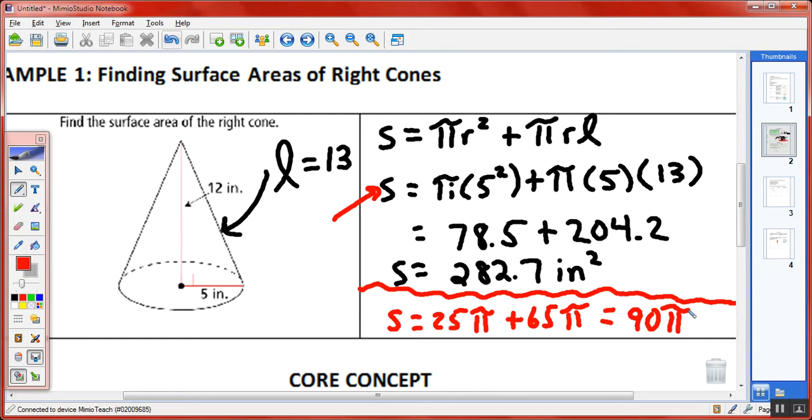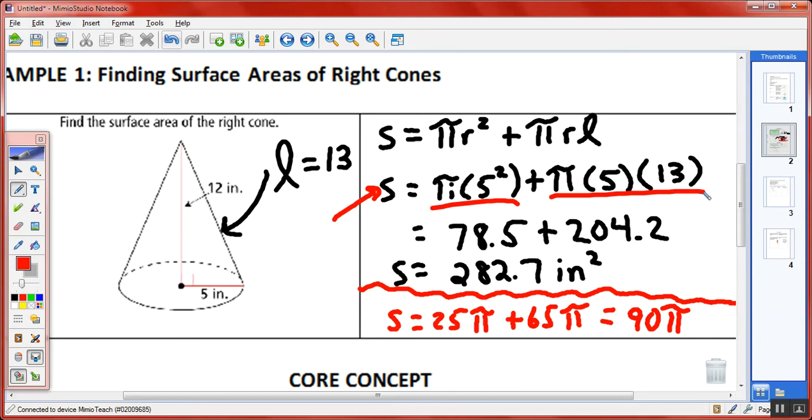Okay. So do you see what I did there also? I look at this mentally and say, okay, this is 25 pi over here on the left. This is 65 pi. I know if I add them, I've got 90 pi. So if they would ask you to leave an area in terms of pi, how would you express that? Okay, you understand the two ways there?